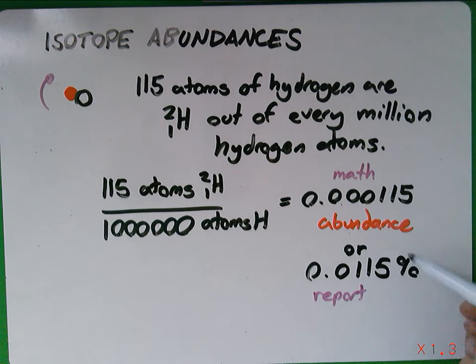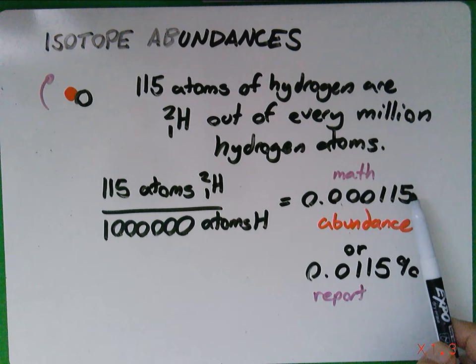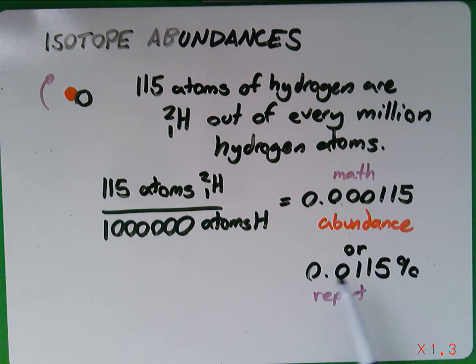And don't mix them up, because if you use the percentage when you're doing math, your number is 100 times bigger than that. So your answers are going to be off by a factor of 100. So this is what nature thinks the abundance is. This is what people like to read the abundance as.